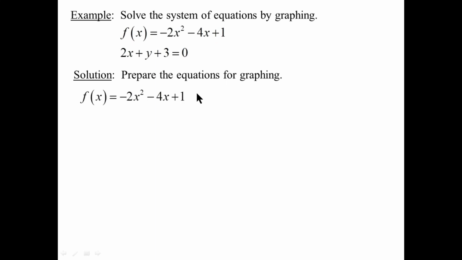I copied it, and now we have to complete the square to find the vertex. So that means factor out the -2 out of the first two terms. And let's check our work. -2x squared looks good. -4x looks good. And take the coefficient on x, cut it in half to 1, square it to 1, add it, and subtract it. Close the brackets, and this +1 remains outside.